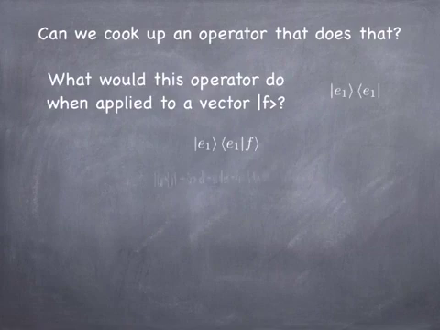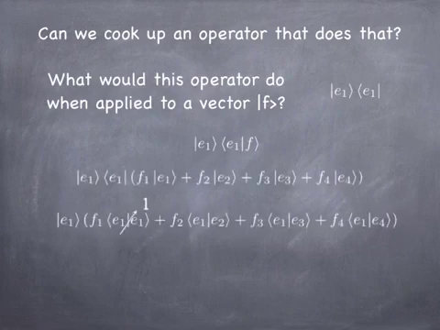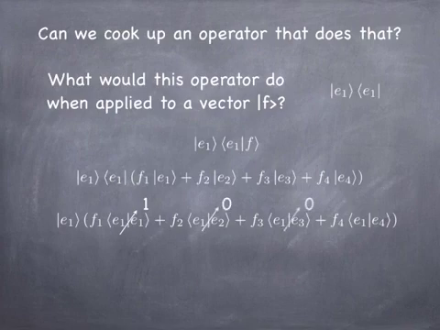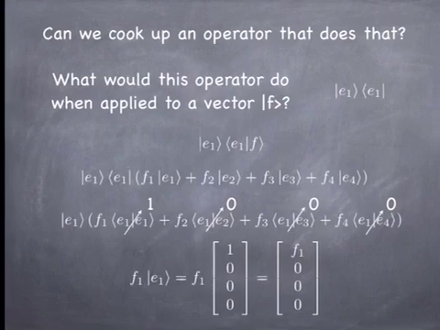Well, E1 acting on F, we already know, projects out the F1 component. It's a scalar equal to F1, but the E1 basis vector is just the column with a 1 in the first slot and zeros in the other slots. So when you multiply that all out, you get F1, 0, 0, 0. So you've projected out the 1 component of F.